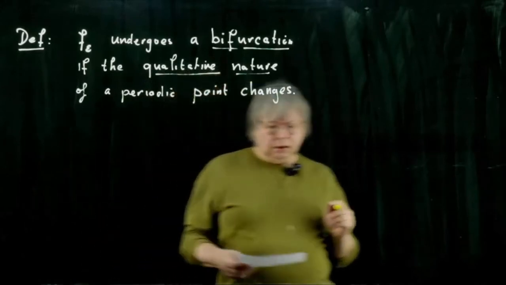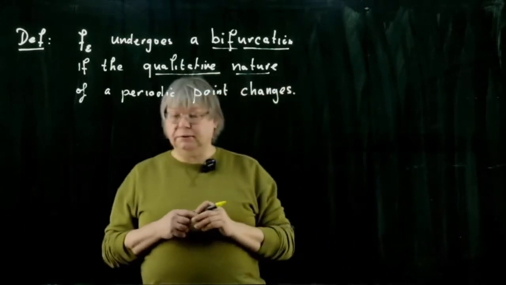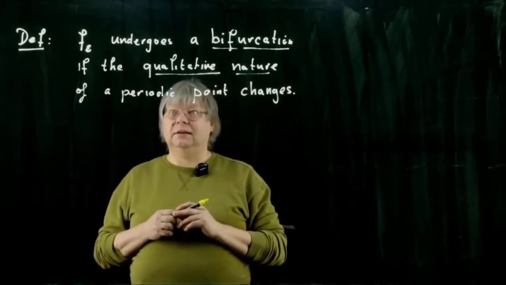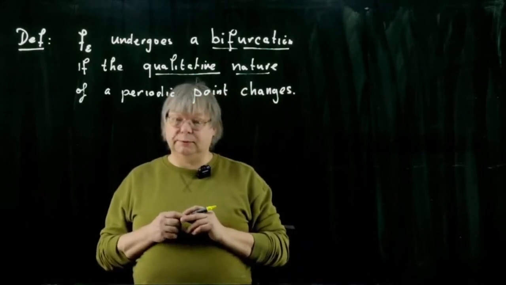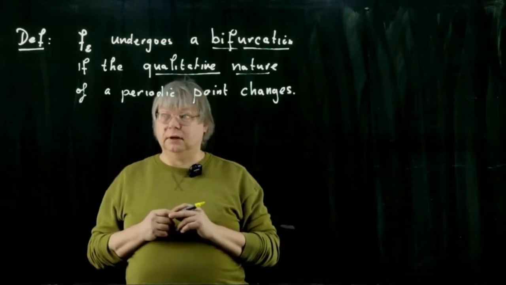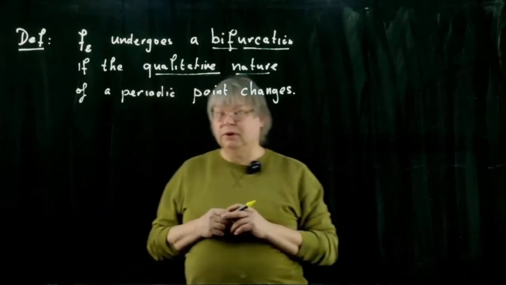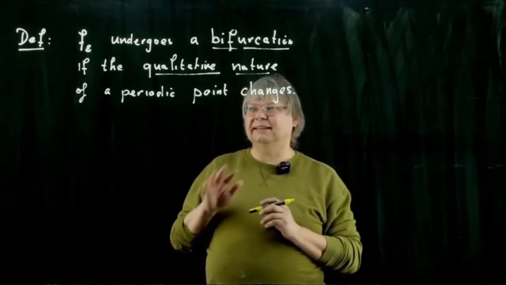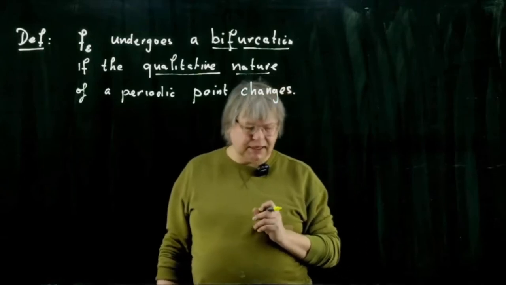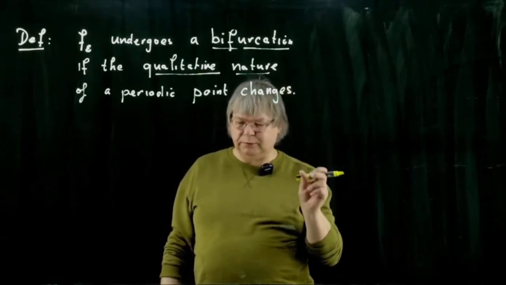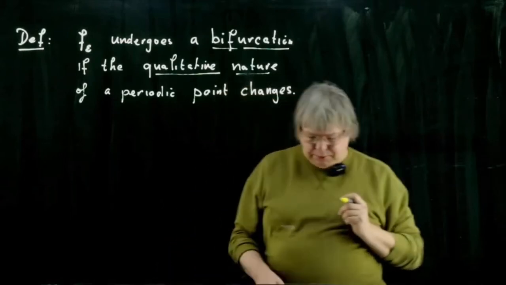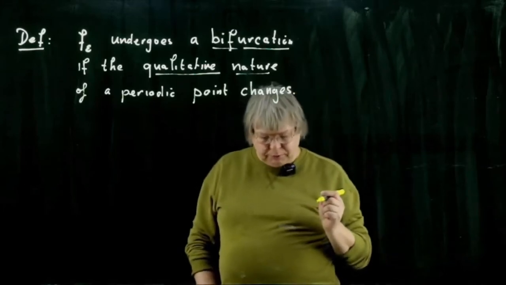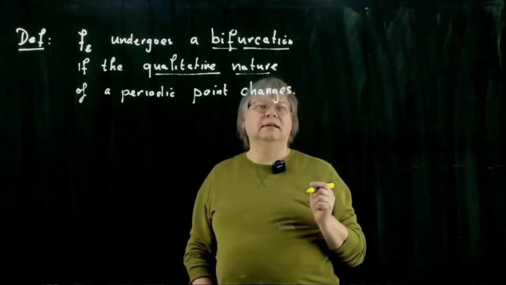That is to say, if, for example, the multiplier changes from 2 to 3, that is not a qualitative change, because lambda is 2 is unstable and lambda 3 is still unstable. But if it changes from 2 to a half, then somewhere it went to 1. And that is where the bifurcation really takes place, because we go from unstable to stable behavior. And I want to do a little theorem about when a bifurcation can take place.